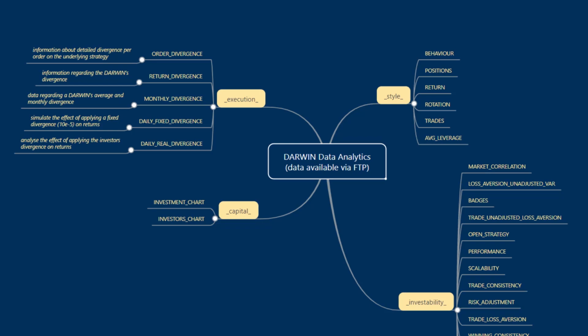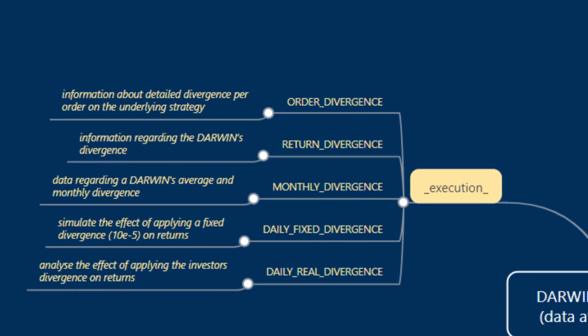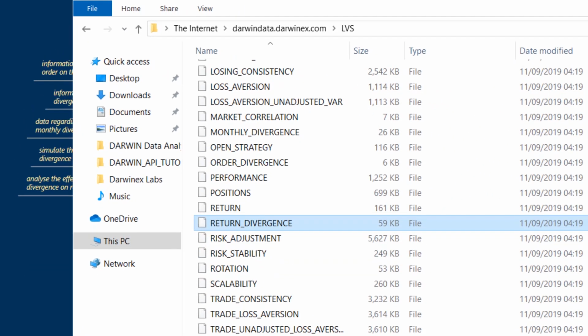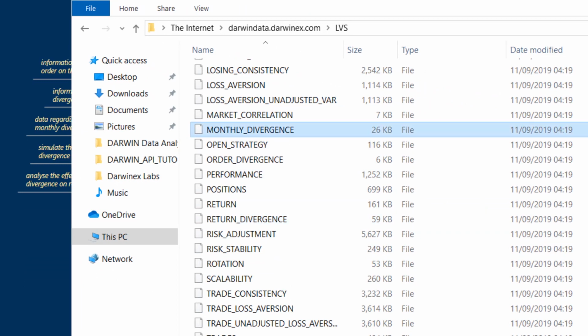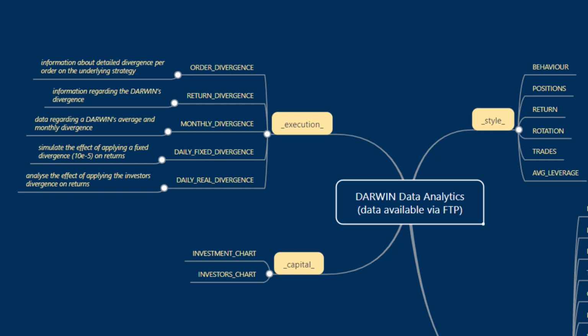So in the last video, we covered return and monthly divergence and how to access that information for any particular Darwin that has data housed on the Darwinex FTP data repository. We covered return and monthly divergence that carried average, monthly, and per timestamp divergence information. Now we're going to cover daily fixed divergence and daily real divergence.